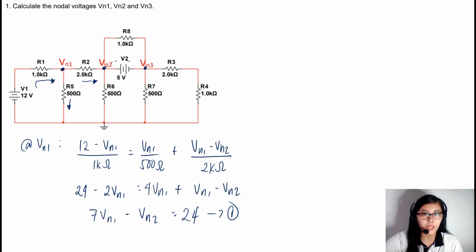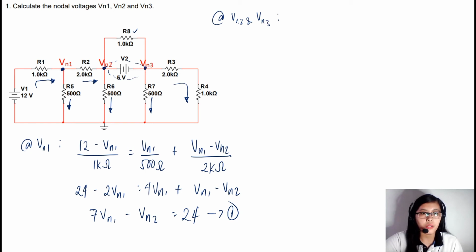So this will be a supernode. And we will not consider R8, because it is already in parallel with the voltage source. So we'll apply the case of the supernode here. We will create the equation considering the current that enters and leaves the two nodes Vn2 and Vn3. So this one is going down and going down also. And I'll start with Vn1, then Vn2 and Vn3.